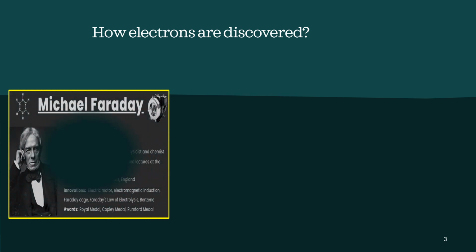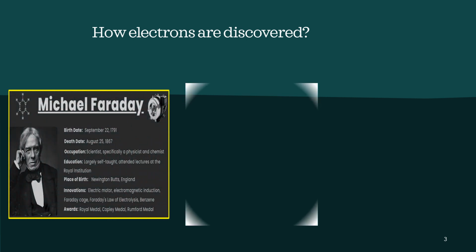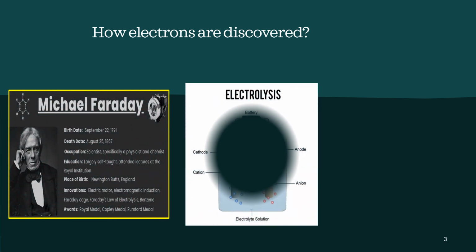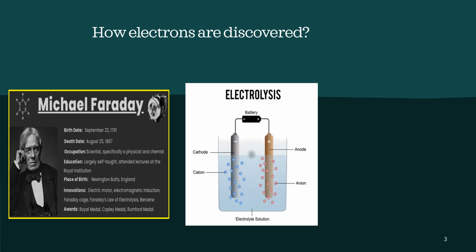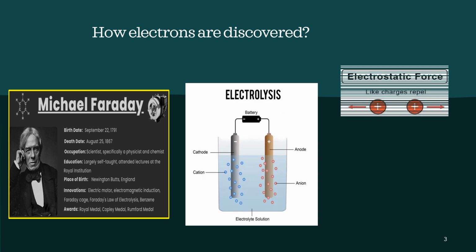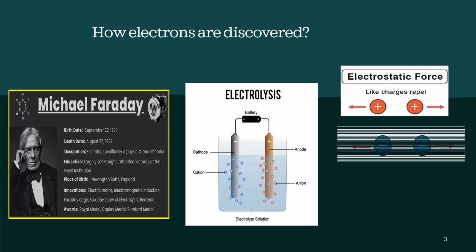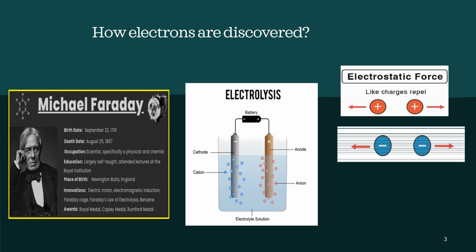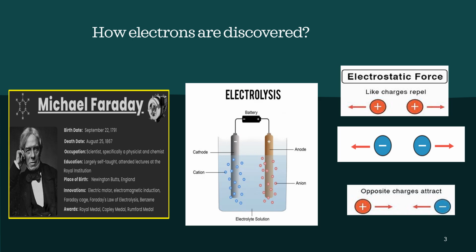In 1830, Michael Faraday showed that if electricity is passed through a solution of electrolyte, chemical reactions occur at the electrodes, which results in the liberation and deposition of matter at the electrodes. By this experiment, he showed the behavior of charged particles: like charges repel each other and unlike charges attract each other, like magnetic properties.